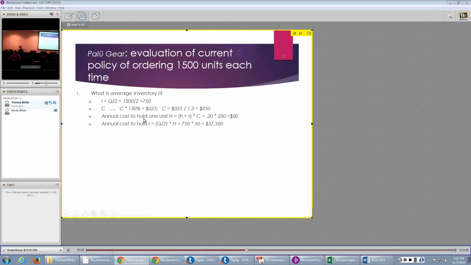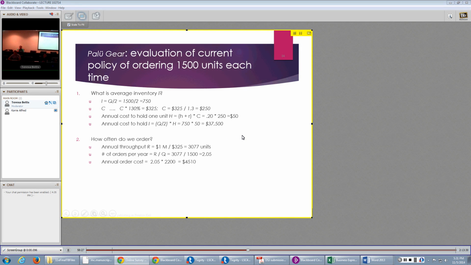And going back to our annual cost to hold one unit, capital H is small h plus r times C, okay? Small h is our holding cost, and r is our opportunity cost, so we've got 20% there times 250. So if I hold one unit per year, that's going to cost me $50. And so if I'm going to hold my average inventory, 750 units times 50, that costs me roughly $37,500 a year.